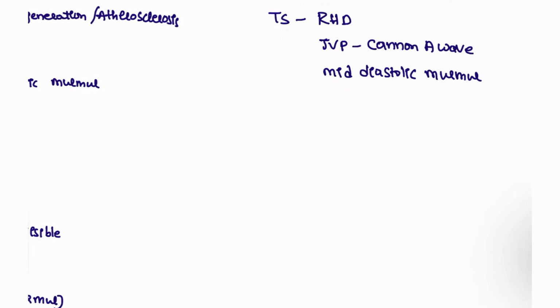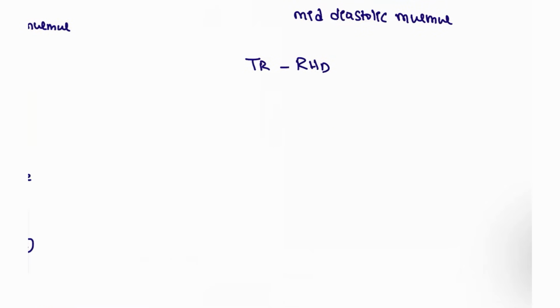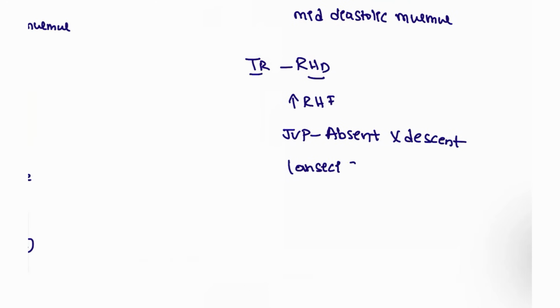Okay. Next, tricuspid regurgitation. In this also, the most common cause will be rheumatic heart disease. Rheumatic heart disease can trigger right heart failure because the tricuspid valve is in the right atrium, so right heart failure will be seen in this patient. On the JVP, you are going to see the absent X descent. And also there is a specific sign seen here, Lancisi sign.